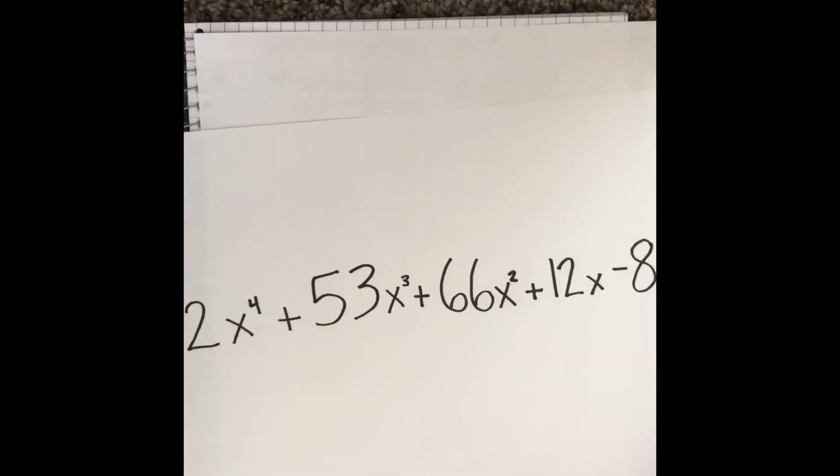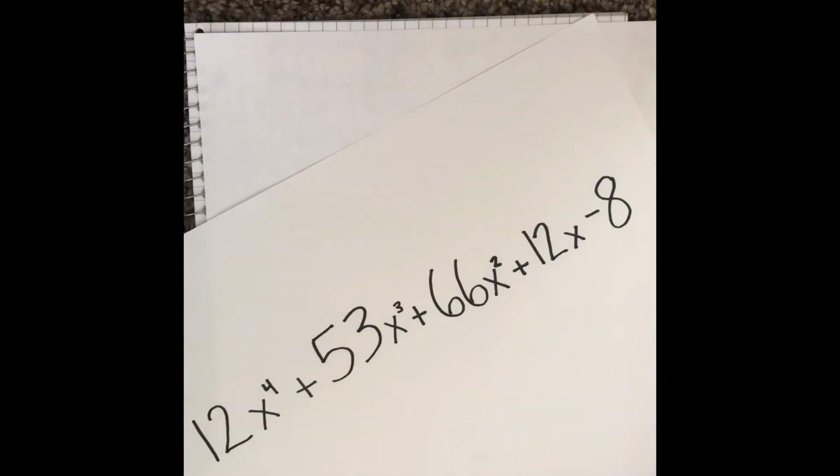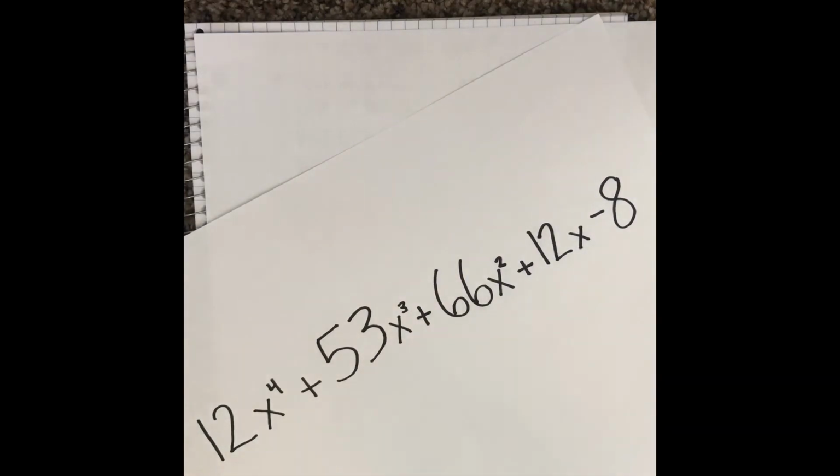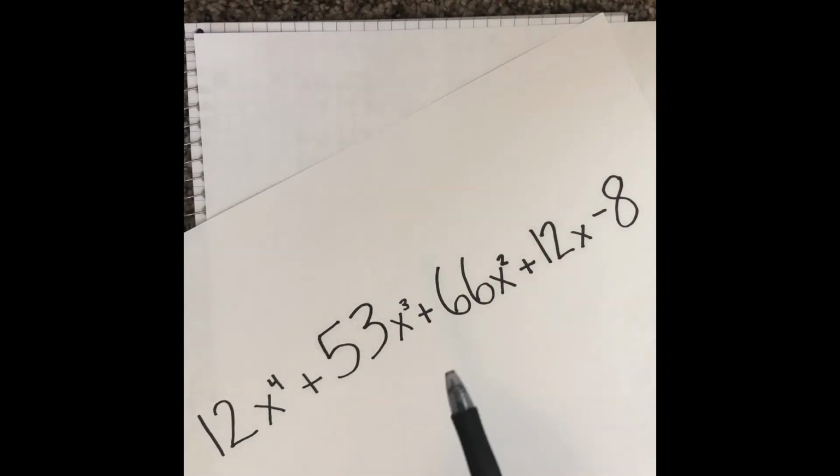Letter D tells us to use the leading term test to determine the graph's end behavior. So what we're going to do is find our leading term in the initial equation. The leading term is the term that has the most exponents. So 12x to the fourth is our leading term, which means 12 is our leading coefficient, as we learned earlier, when we were finding the possible rational roots.